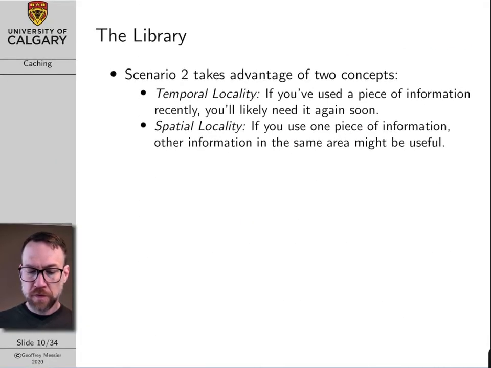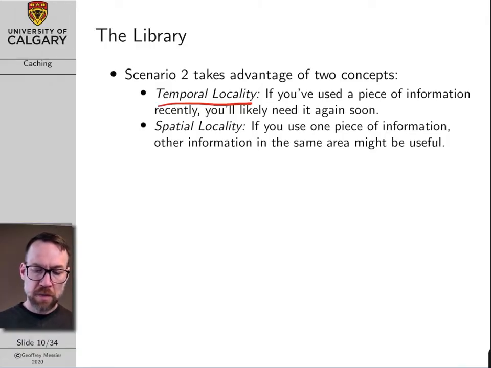And so scenario 2 takes advantage of two concepts. The first one we refer to as temporal locality. That refers to the notion that if you've used a piece of information recently, you'll likely need it again soon. This is the Python book in our example. We used the Python book, read something in it, then set it aside, and then we bring that same piece of information back and look at it again. And so that's temporal locality.